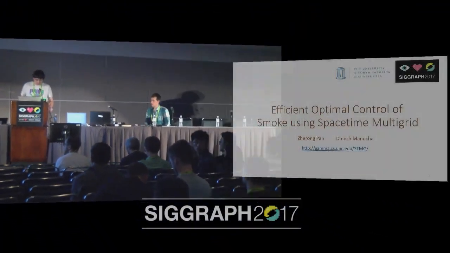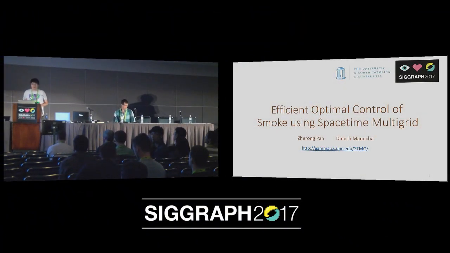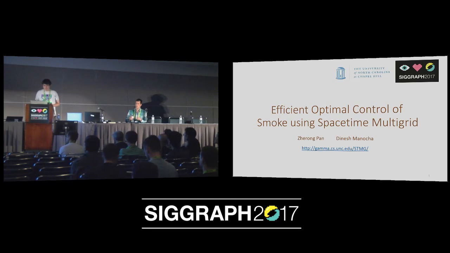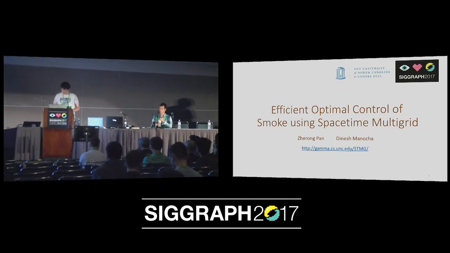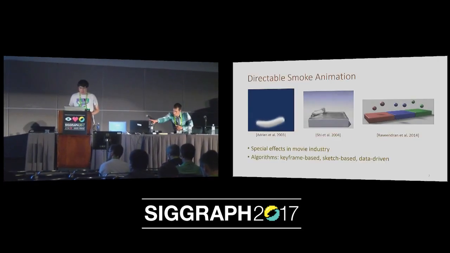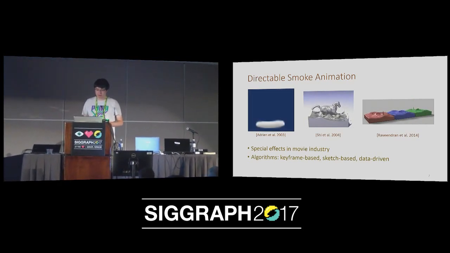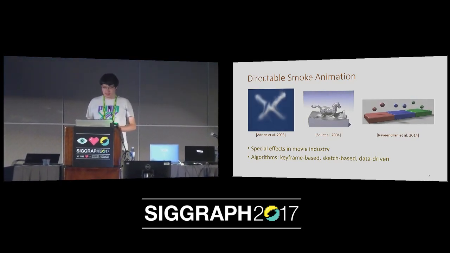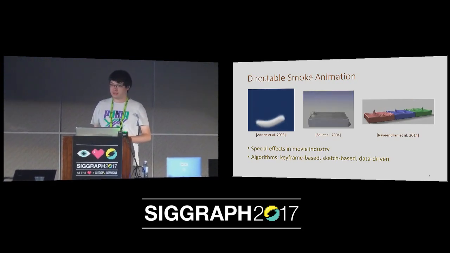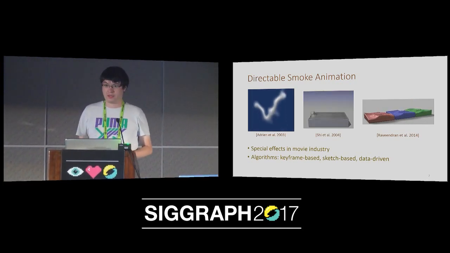Okay, so I'm going to talk about our recent work at UNC on a new solver for space-time optimal control of smoke. In general, we want to solve an instance of a directable smoke animation problem. This is a long-standing problem with a lot of applications in special effects and the movie industry.